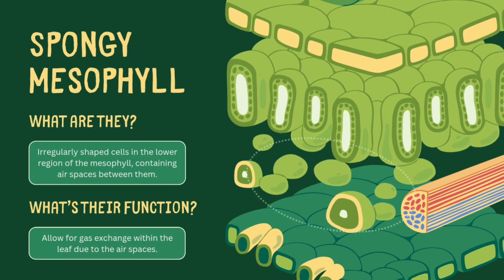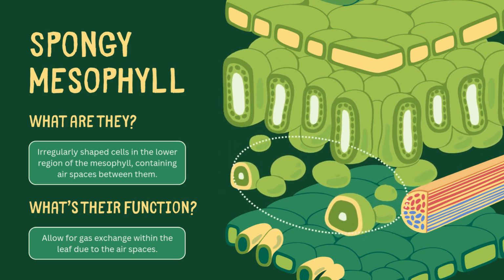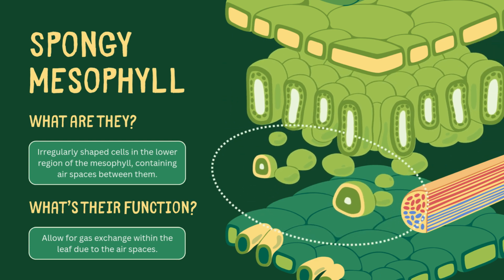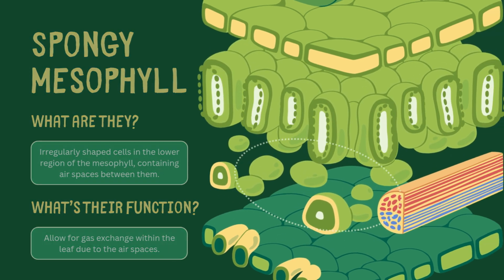Second is the spongy mesophyll. They are the irregularly shaped cells in the lower region of the mesophyll, containing air spaces between them. They allow for gas exchange within the leaf due to the air spaces.